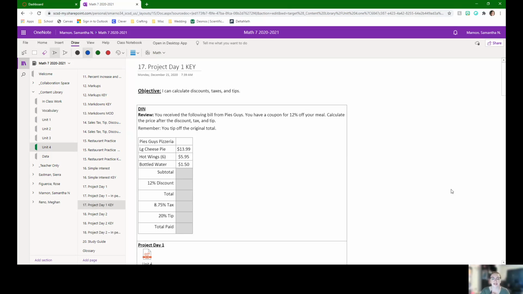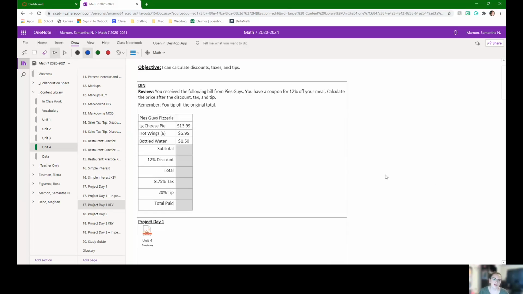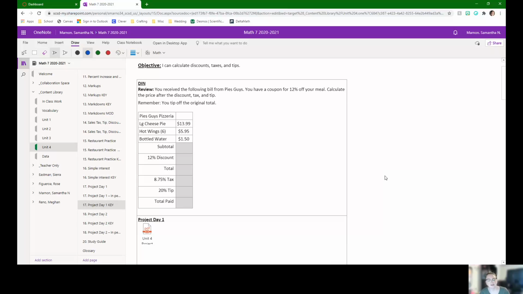Today it's like you are working at Price Chopper and you've got to do these discounts. We'll talk more about that in a minute. But today we're just going to focus on reviewing everything we've learned so far. And then we'll actually use the money we earn in our second day of our project. So our objective today is to calculate discounts, taxes, tips, all the good stuff we've been working on.